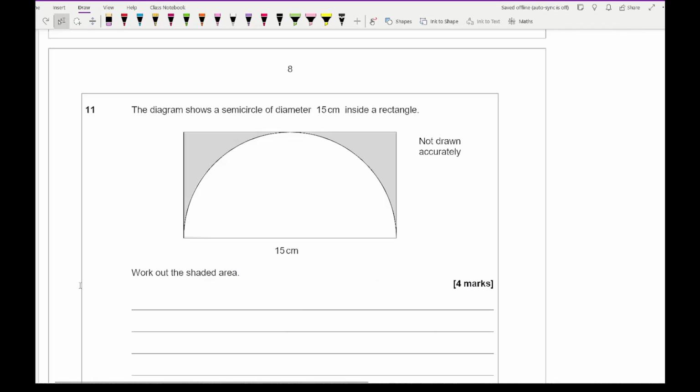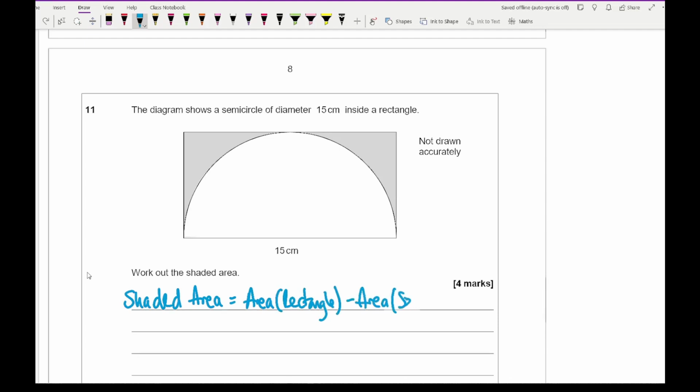And then moving on to question 11, it says the diagram shows a semicircle of diameter of 15 centimeters inside a rectangle, and you want to work out the shaded area. Well, for these types of questions, the shaded area is often the big shape, which is the area of the rectangle, minus the area of the smaller shape, which in this case is a semicircle.